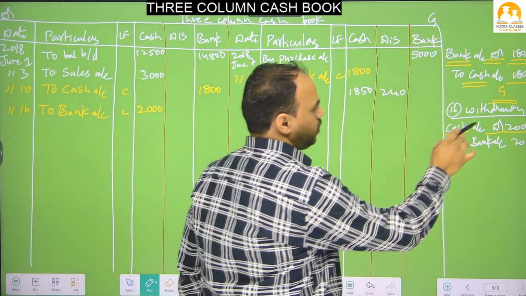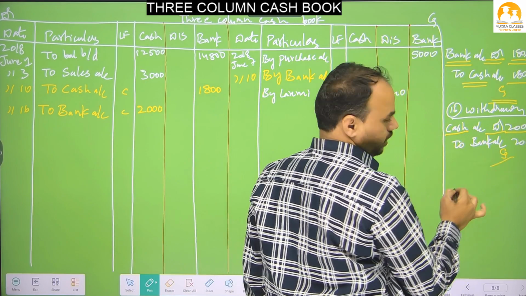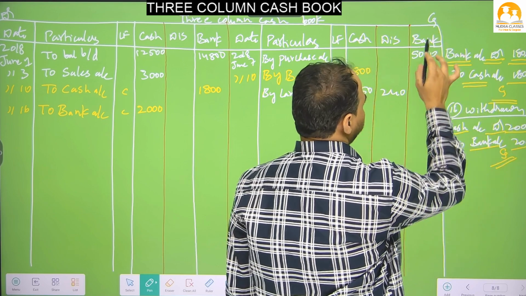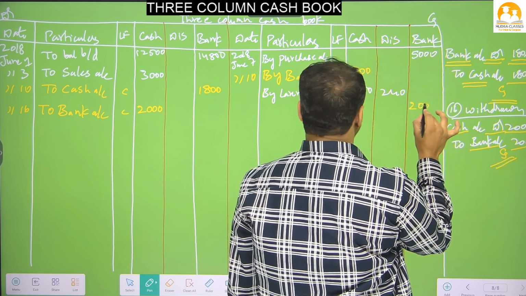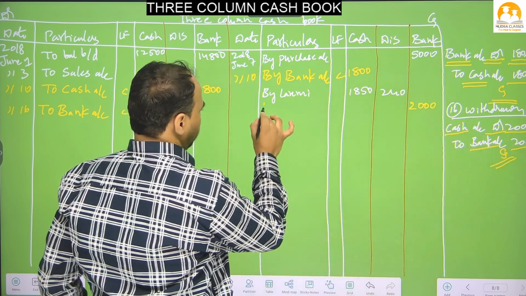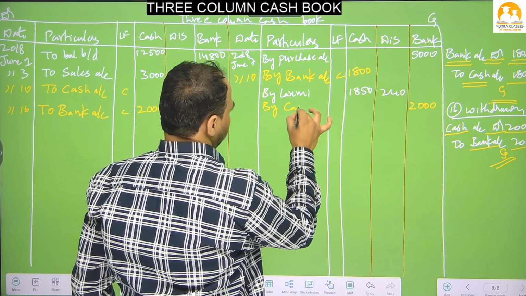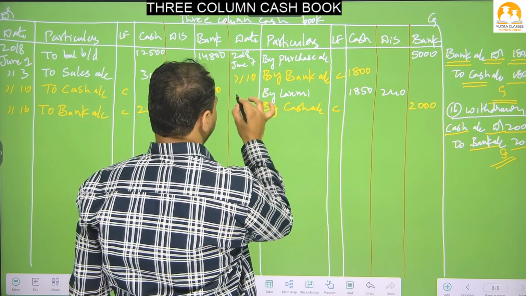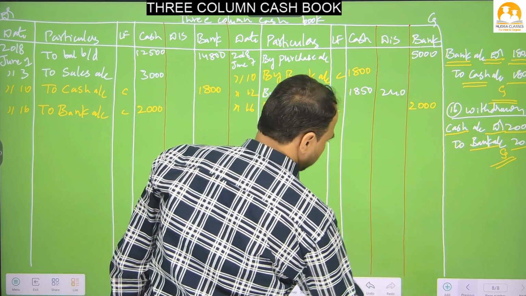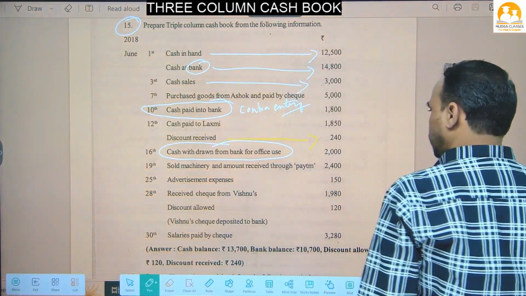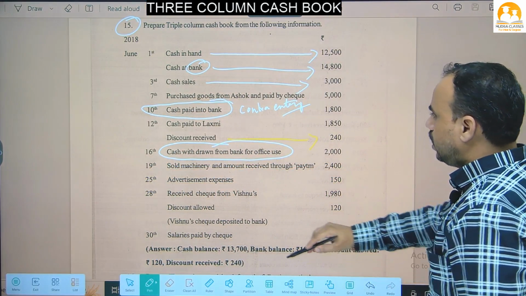Similarly, cash is on debit side, that means bank is on which side? Credit side. So write on credit side, bank column 2000. I have written 2000. Close this bank. What is opposite? Cash. So write down here by cash account. In LF column write C, date 16. I think, Lakshmi, date 12. Right. Next one. See the next question.